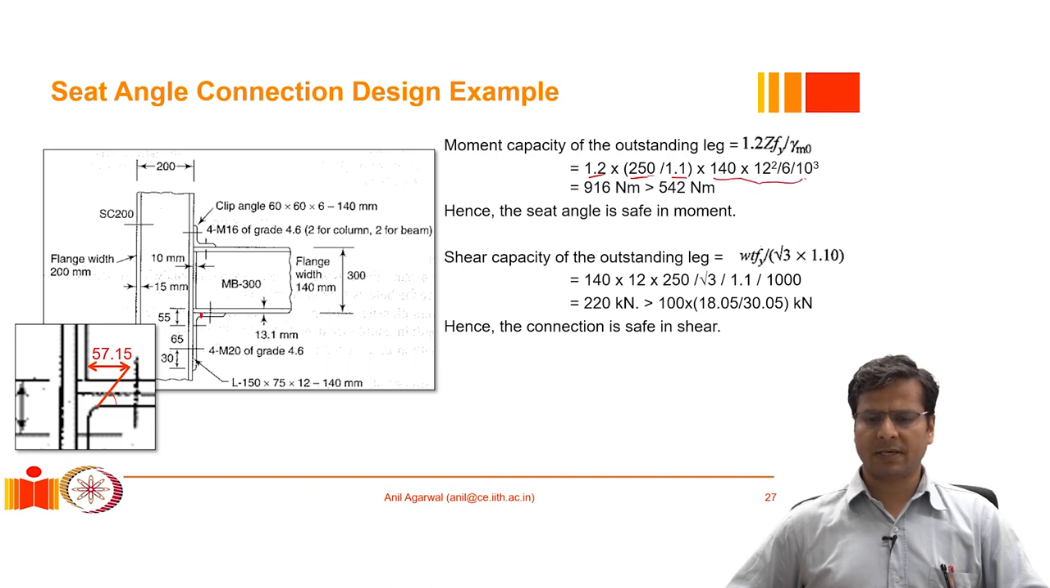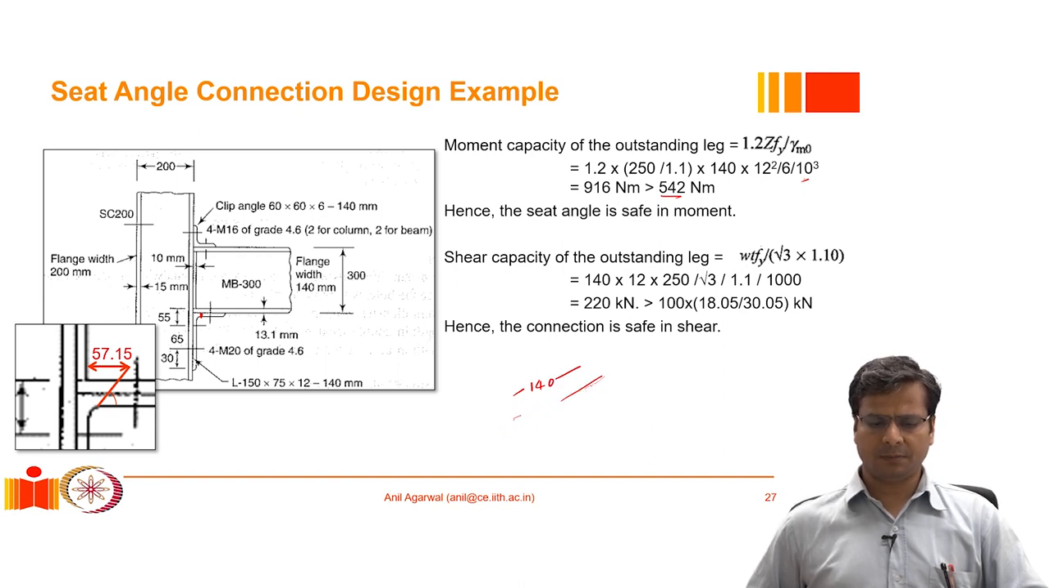The Z value has been calculated for this cross section. That is the Z value for this angle. So the leg of this angle, the width of this thing is 140 millimeters and the depth is 12 millimeters. So based on that, the Z of this angle about the neutral axis, which is at the mid height, can be calculated, which is calculated here. And then the moment capacity is calculated to be 916 Newton meter, which is significantly greater than the demand, which was 542. Therefore, this angle can resist the moment demand.